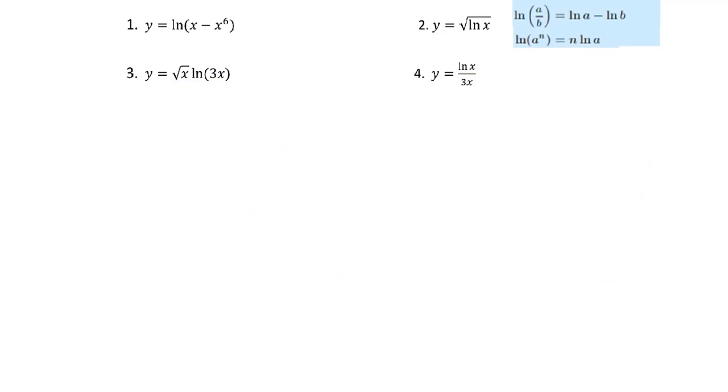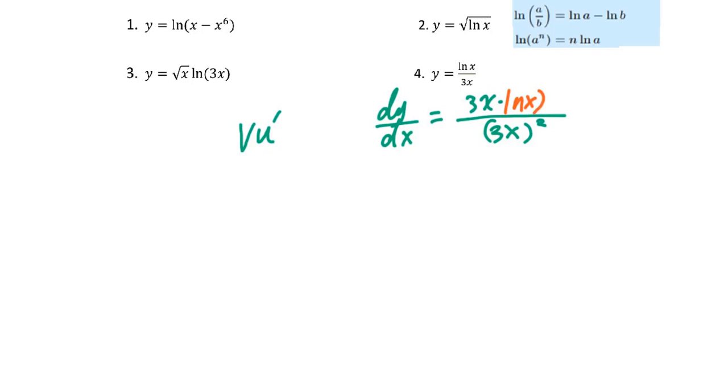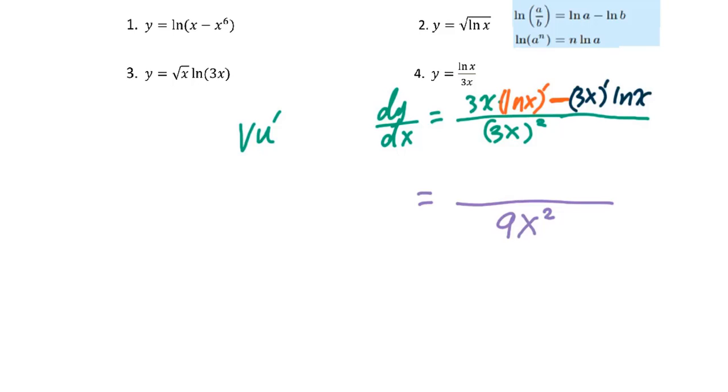Now let's go to number 4. For number 4, you have to use the quotient rule. So we do the 3x squared, then 3x, you stay, remember the u prime, and the natural log of x, you got to do derivative. Here's the subtraction. Don't forget subtraction here. Then you do 3x, we do derivative, natural log of x stay. Therefore, your denominator is 9x squared.